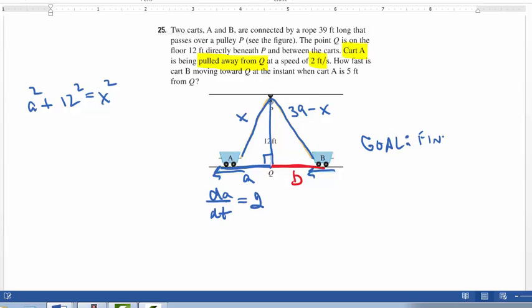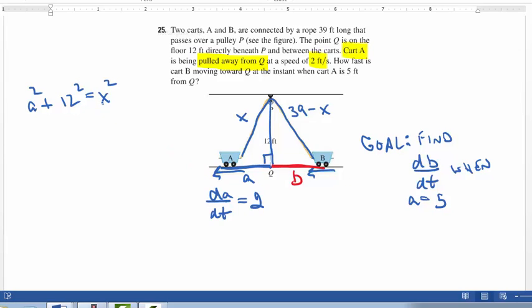is going to be to find dB/dt, right? But if you notice, b is not even in this equation, so I'm going to have to hold off on this for a second. So my goal is to find dB/dt when a equals 5, when cart A is 5 feet from Q, so when A is 5.